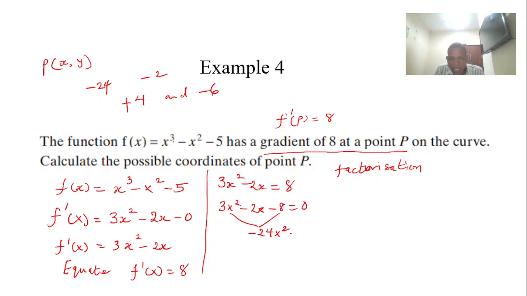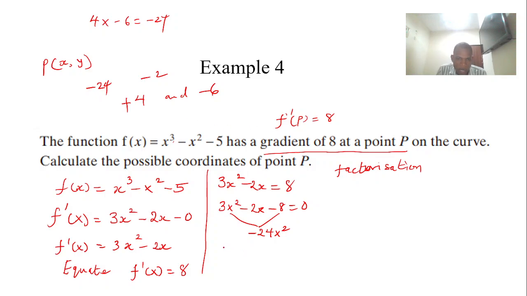Now I'm thinking of two factors. This is called the trial and improvement method. Two factors which, if I multiply them, I'll get negative 24, and if I add, I'll get negative 2. My factors are plus 4 and negative 6, because when you multiply 4 times negative 6, I get negative 24, which is correct. Now if I add 4 and negative 6, I get negative 2, which is correct.